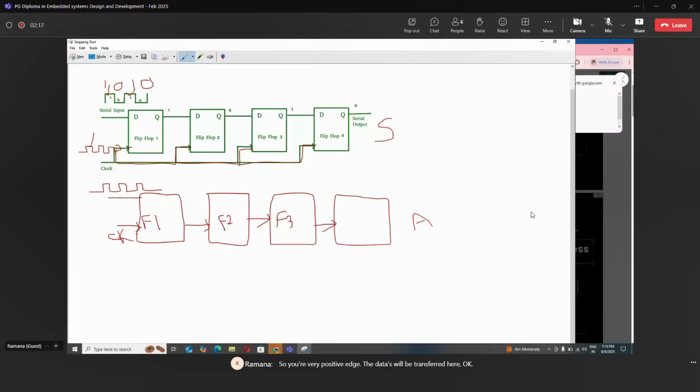So in synchronous, what happened? The first clock pulse, the clock is given and we are getting it here at a time. But here, on the first clock pulse you will get here, and on the second clock pulse you will get here. On the third and fourth clock pulse, the final flip-flop will get it. Synchronous is very fast compared to asynchronous.